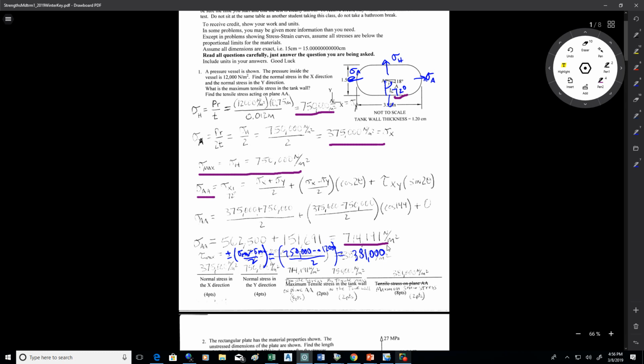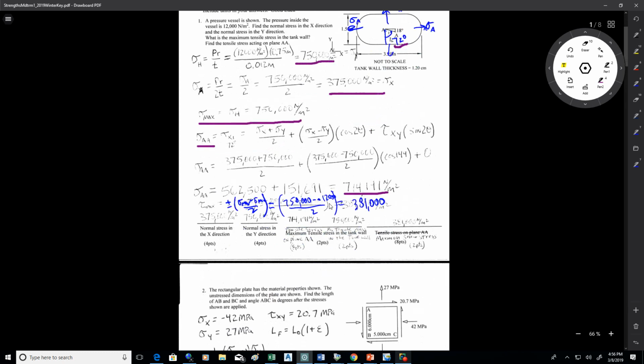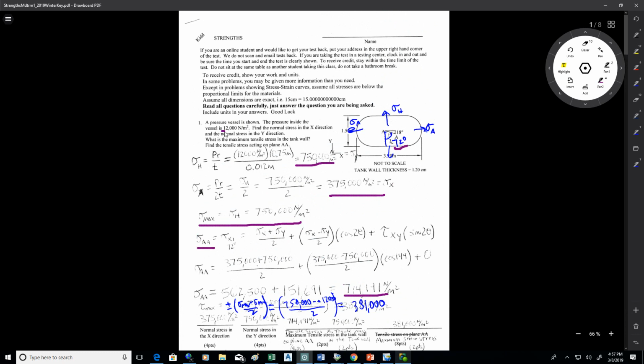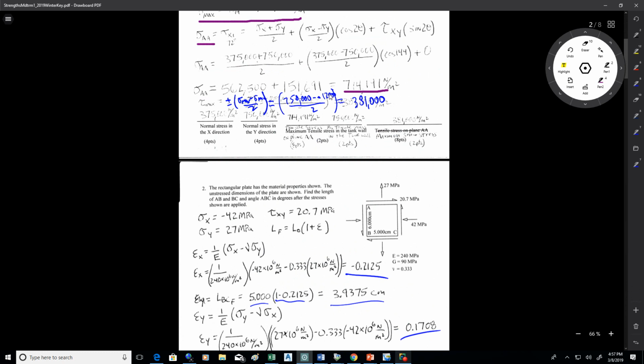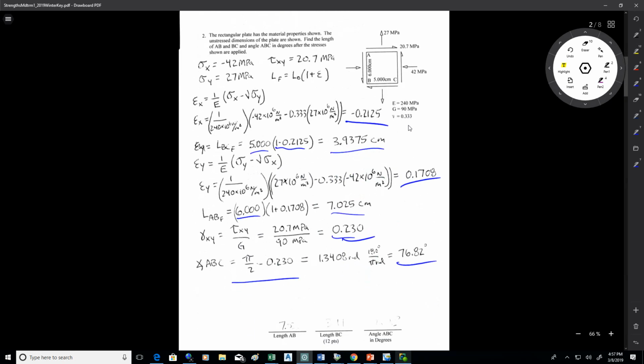All right, to find the maximum shear stress in the tank, the formula to use on that is formula 30. Tau max is plus or minus sigma max minus sigma min over 2. Sigma max is the hoop at 750,000. Sigma min, what we're going to do here, we're going to use the out-of-plane stress. So sigma min would be sigma z, which normally is 0, and you could have used that. You could also use the internal pressure, which is like a compressive stress, so negative 12,000. So either put 0 or negative 12,000 there. So you get 381,000, or if you use 0, you'll get 375,000. So that's the maximum shear stress in the tank wall.